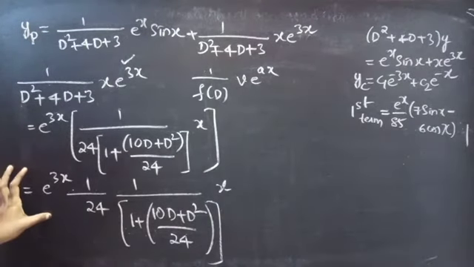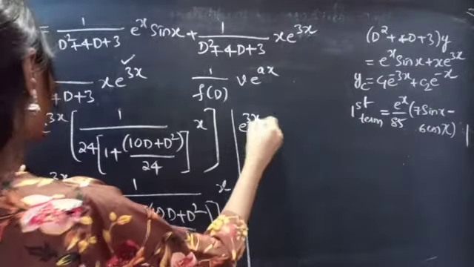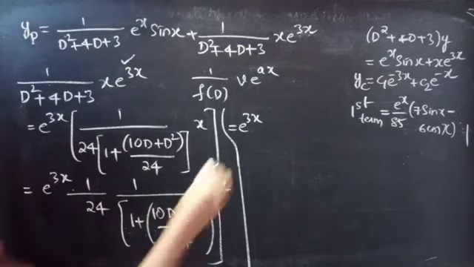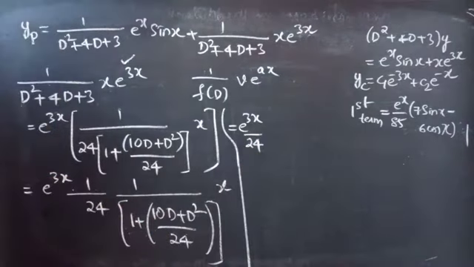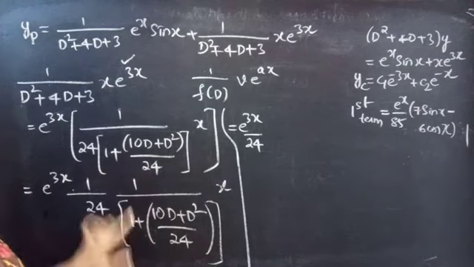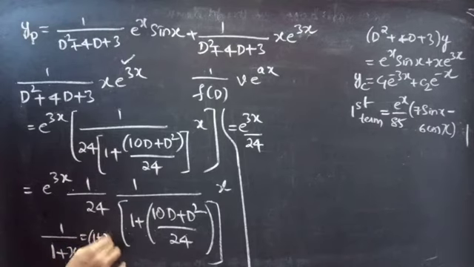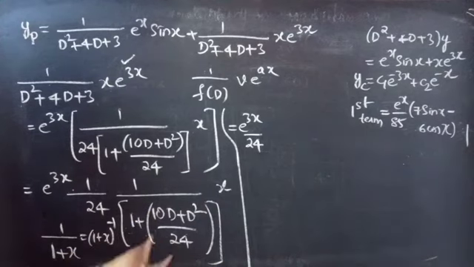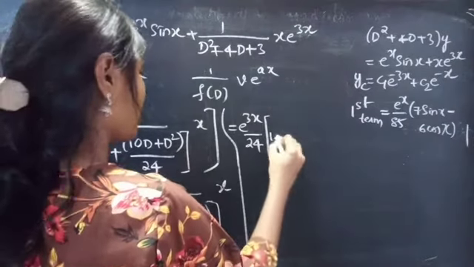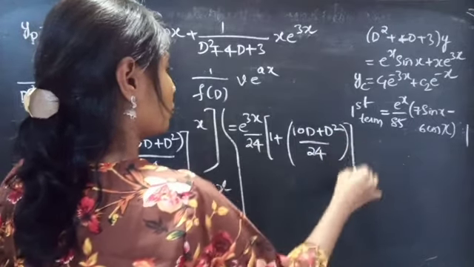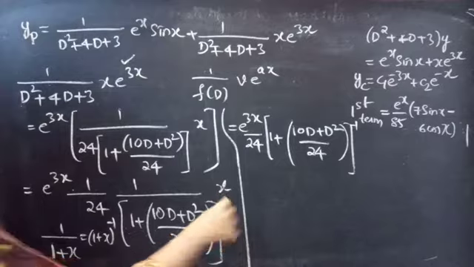Now we can write this as e power 3x into 1 by 24, which is e power 3x by 24 into, see here the second fraction is of 1 by 1 plus x form, right? 1 by 1 plus x form, we can write it as 1 plus x whole inverse for x equals to 10d plus d square by 24. Okay, we are going to write 1 by 1 plus x as 1 plus x whole inverse into x.